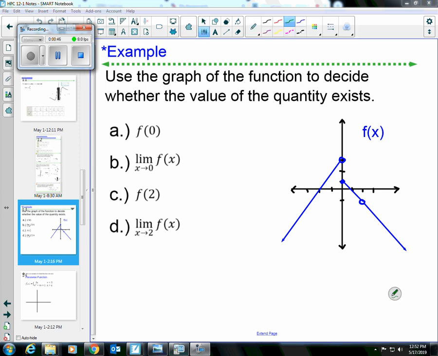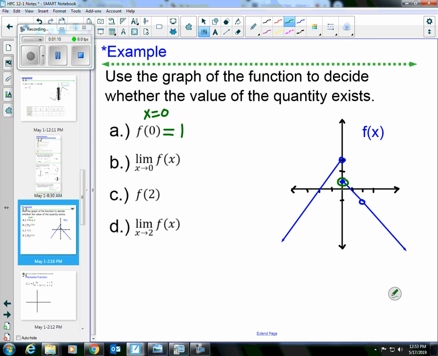All right, so for the first one, it says, what's the value of the function at 0, f of 0? Remember, when you say that, that just means the x value is 0. So I'm going to look at the graph at x equals 0. So I'm looking on the y-axis. The location where the point is actually filled in is right at 1. So the value of the function there is equal to 1. So that's where the dot is, right? That's where it's filled in. So the value of f of 0 is 1.